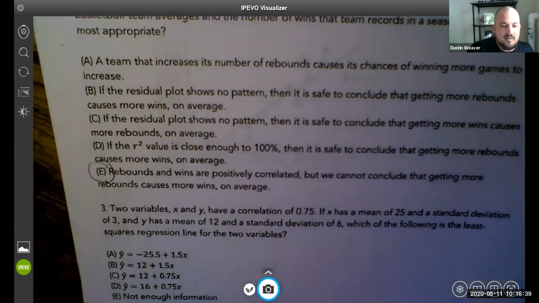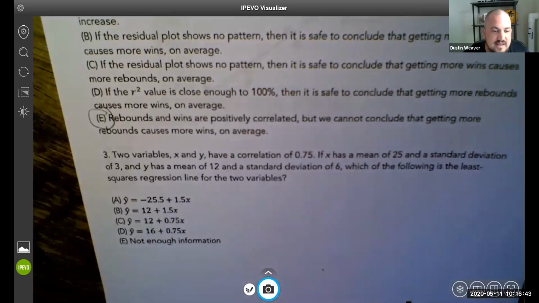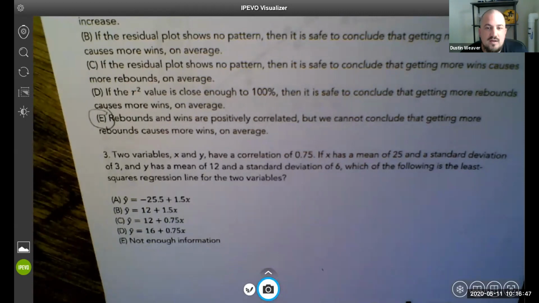Number 3 says two variables, X and Y, have a correlation of 0.75. If X has a mean of 25 and a standard deviation of 3, and Y has a mean of 12 and a standard deviation of 6, which of the following is the least squares regression line?